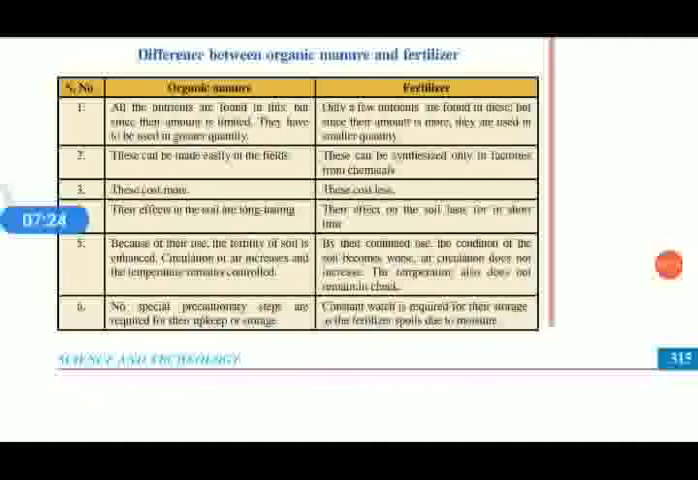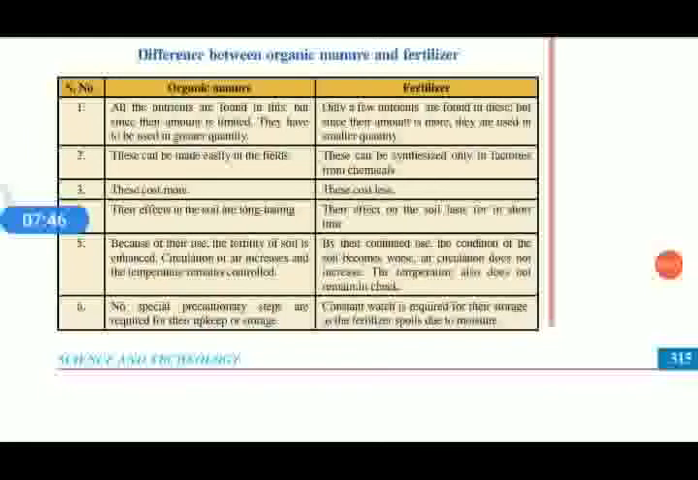With the use of organic manure, the fertility of the soil is enhanced, air circulation increases, and the temperature remains controlled. But with the use of chemical fertilizers, the condition of the soil becomes worse. Air circulation does not increase. The temperature also does not remain in control.